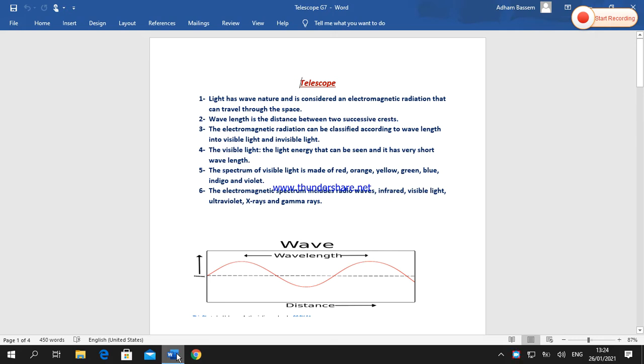Hi, grade 7. Today, we will talk about telescope. The idea of its working depends on collecting and focusing the light, okay? So, to understand the idea of the working of the telescope, you should understand the nature of light.